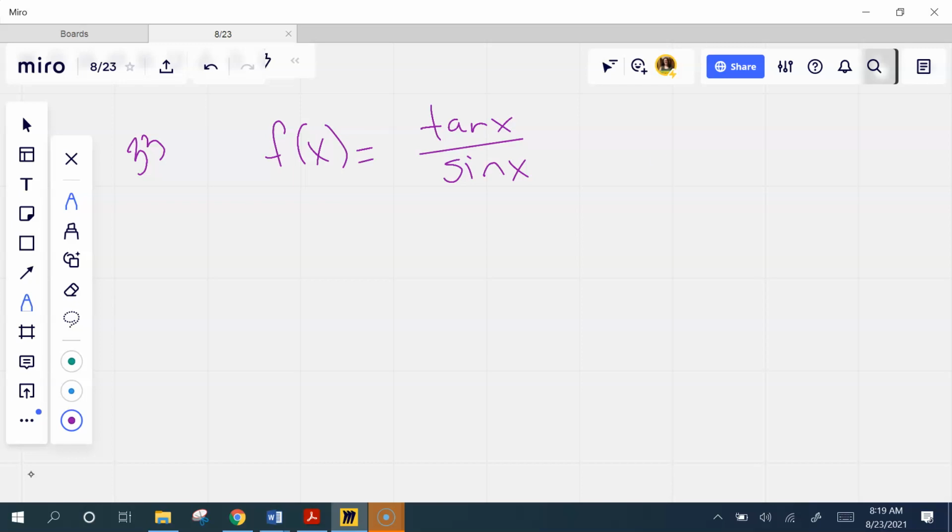Well, tangent is sine over cosine. So the sines cancel, and then you get 1 over cosine, which is one of our must-know parent graphs, right? I just wrote 1 over cosine. So let's think about what it looks like. I think we could do this without a calculator, though. But let's just look.